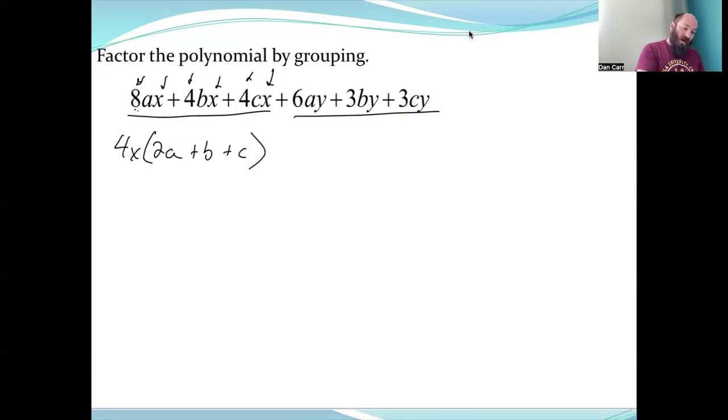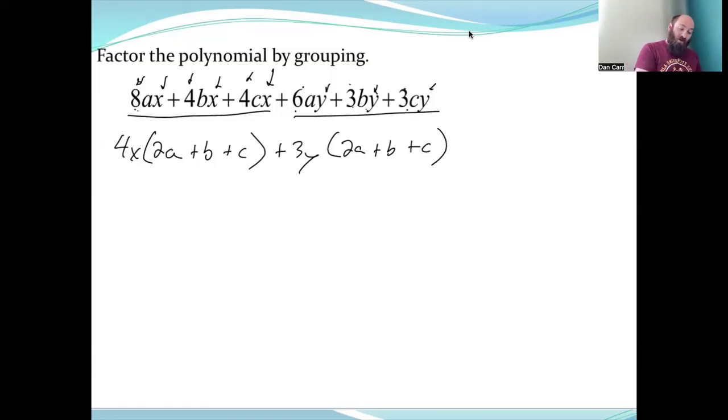For the next one, I've got 6ay, 3by, and 3cy. Again, I've got y's in everything. And 3, 3, and 6 have a 3 in common. So I'm going to pull out a 3y. So then I can do that. That's going to leave me with 2a plus b plus c.